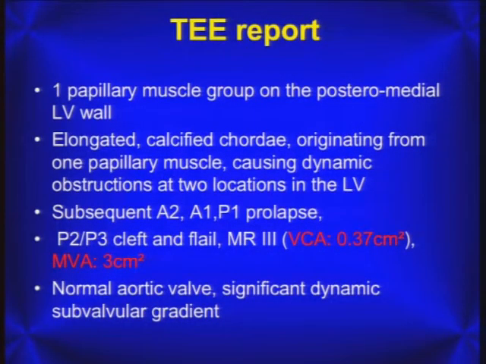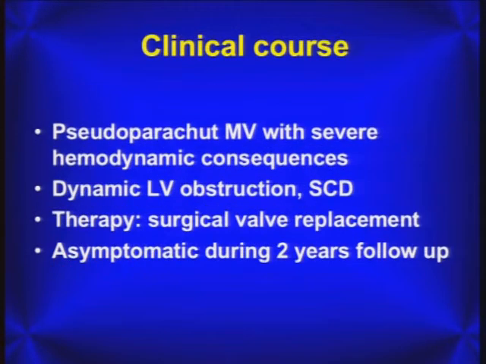So this was the final transesophageal report. One papillary muscle group on the postero-medial LV wall, elongated calcified chordae originating from one papillary muscle causing dynamic obstruction at 2 locations in the LV, subsequent A2, A1, P1 prolapse, a pseudocleft between P2, P3 with severe mitral regurgitation, normal aortic valve, but a significant dynamic subvalvular gradient.